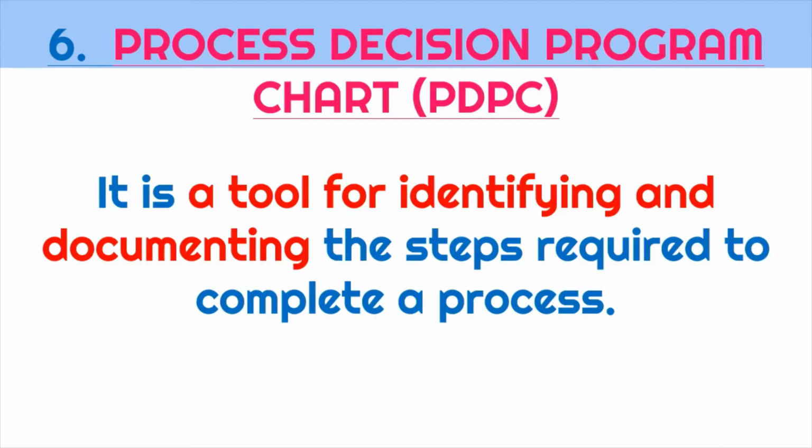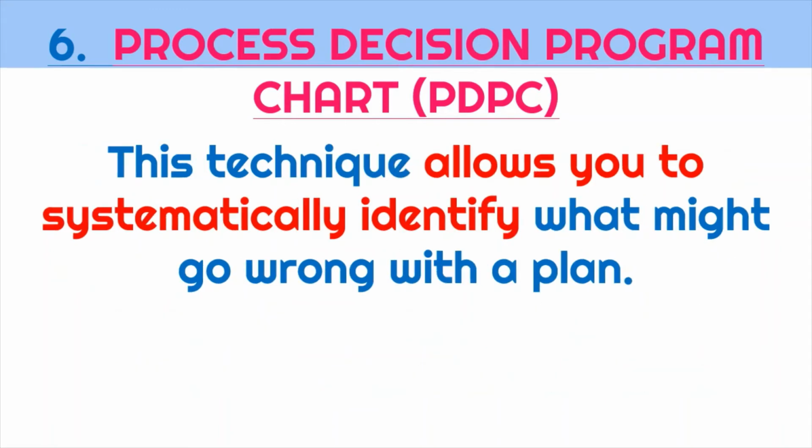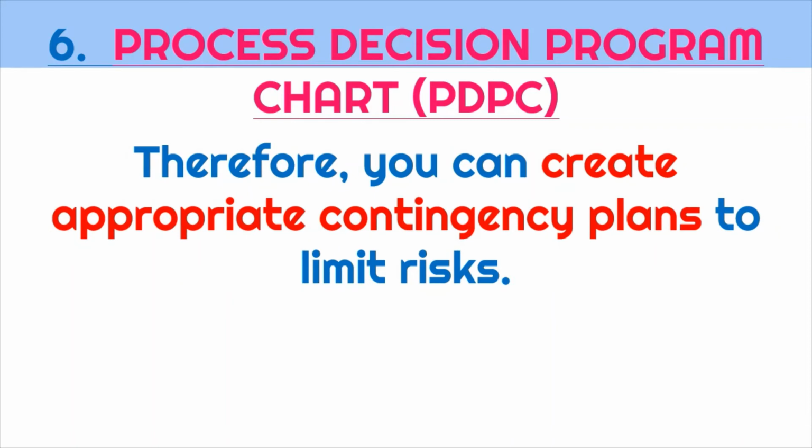Number 6, Process Decision Program Chart, PDPC. It is a tool for identifying and documenting the steps required to complete a process. It's intended to help you prepare contingency plans by mapping out every conceivable event that can occur when moving from a problem to possible solutions. This technique allows you to systematically identify what might go wrong with the plan. Therefore, you can create appropriate contingency plans to limit risk.